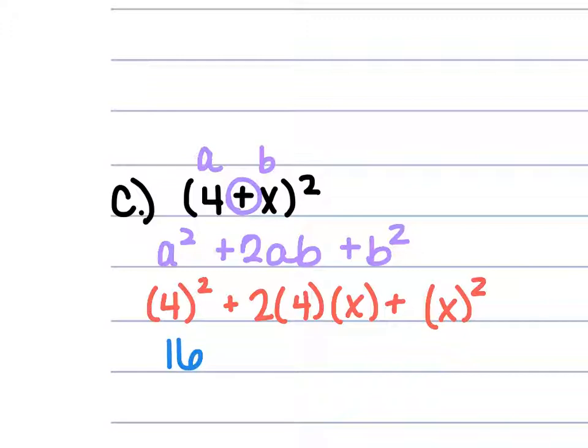So 4 squared is 16. 2 times 4 is 8. 8 times x is 8x. And then x squared is x squared.